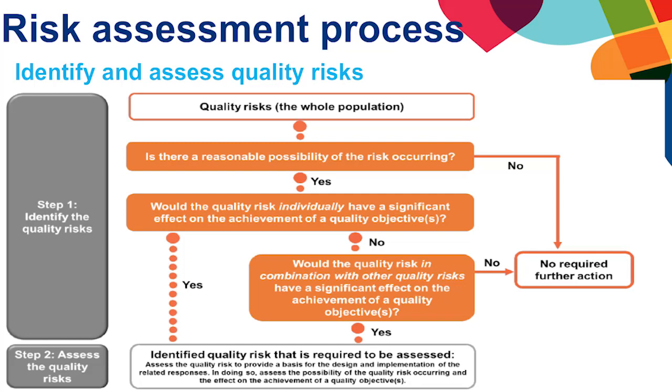If the answer is yes, your second question would be, would the quality risk that you've identified individually or together with other quality risks have a significant effect on the achievement of your quality objectives? If your answer again is yes, then you will go down into the second step of this part of the risk assessment process, whereby you will now assess those specific quality risks. If the answer to any of these questions is no, there is no required further action. In terms of step 2, once you get to assessing those risks, it is important that you focus that assessment on the quality risk and to provide a basis for the design and implementation of the related responses.